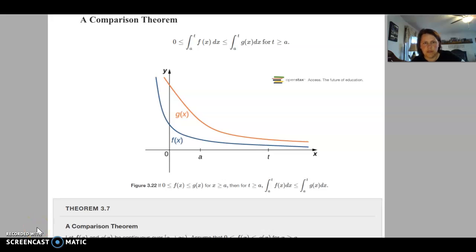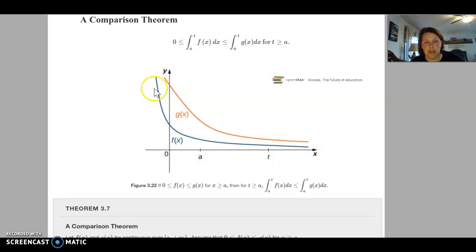Okay, so we are going to move on to a comparison theorem. A comparison theorem is just finding another graph that always stays on the same side of a function. In this case, we have f of x and g of x. Now, f of x is always going to be less than g of x. So let's say we are trying to find the area under the curve of g of x.